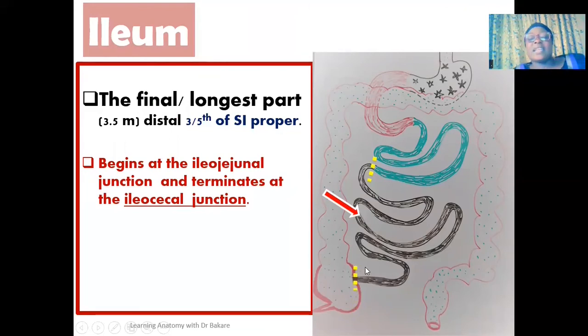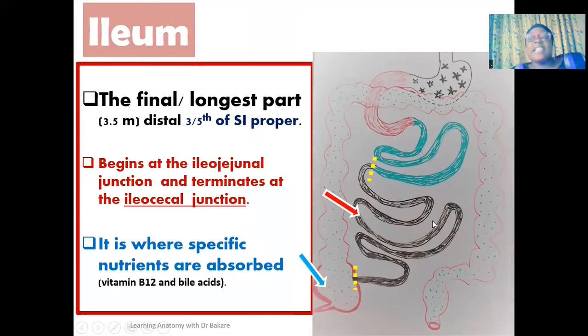This is the ileocecal junction, the junction between the ileum and the cecum, which is the initial segment of the large intestine. And this is the cecum. In the ileum, we have the absorption of specific nutrients, which include vitamin B12 and also bile acid. So there are specific nutrients that are absorbed within the ileum. Remember that we say in the jejunum, the majority of nutrients are absorbed, while in the ileum, there are specific nutrients absorbed in this region.